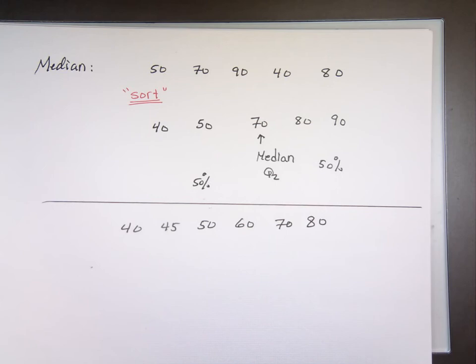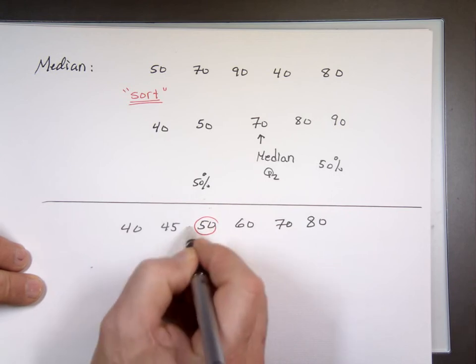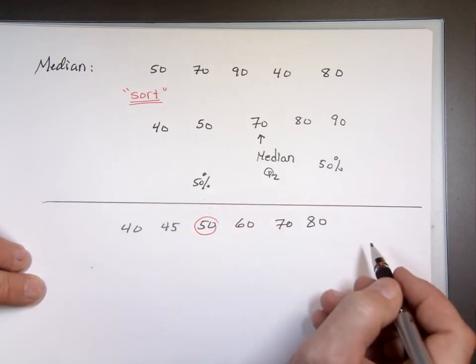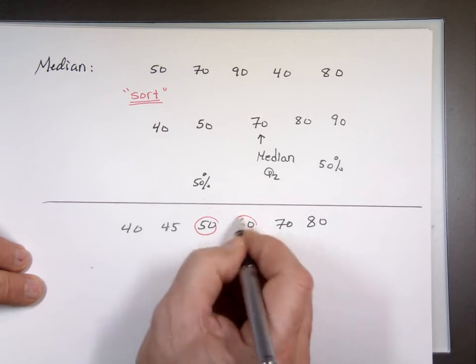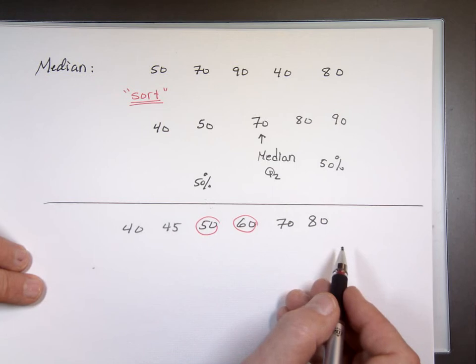Yes, you can't use the 50 and you can't use the 60. 50 has 2 values to the left, 3 to the right. That's not it. You go, oh, maybe it's not the 50, maybe the 60. 60 has 3 to the left, 2 to the right. That's not good. So what do you do?